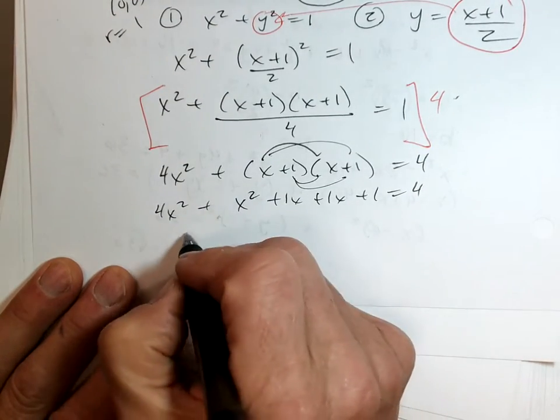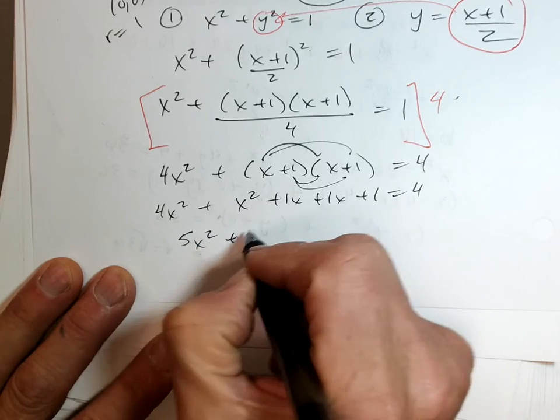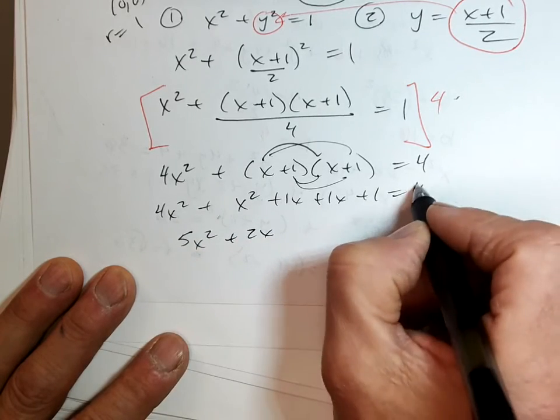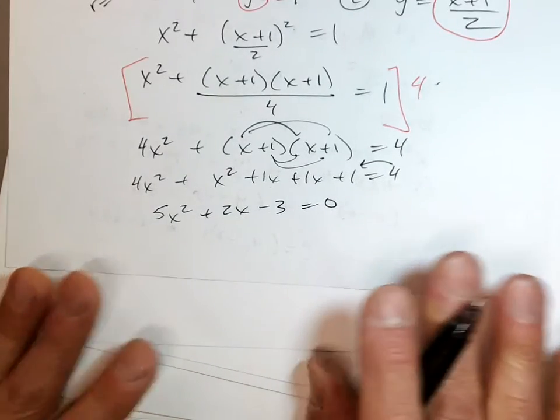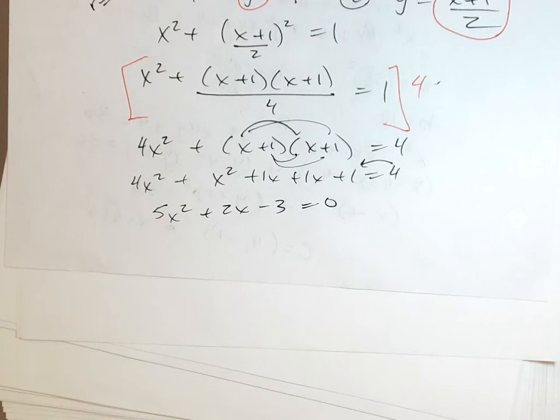I'm going to go 5x squared plus 2x, and I'll bring over the 4 and make it a negative 3, equals 0. Now if I have to solve for x, it looks to me like we're going to have two answers because of the x squared. Two answers actually kind of makes sense from the picture I showed you earlier.